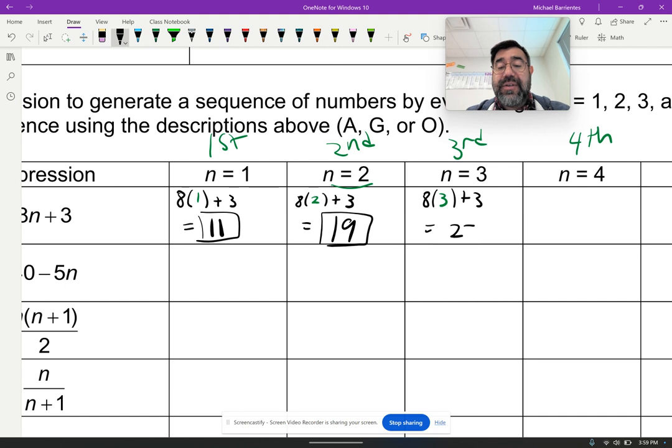Or you can use your calculator. You don't have to do it in your head. And then the last part, 8 times my position number plus 3. I'm looking for the fourth term, so my position number is 4. And then figure that out. I believe that's going to be 8 times 4 is 32, plus 3, that's 35. This is my sequence of numbers: 11, 19, 27, 35.